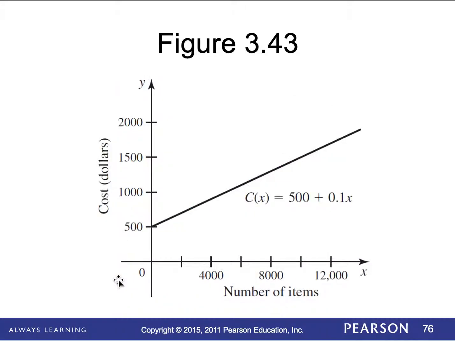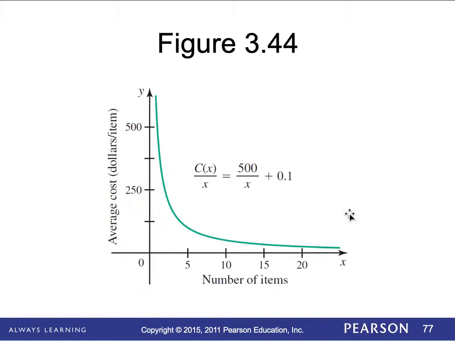I have a cost function. What do I know? This is a linear function. So my cost function is going to be a constant. It's going to be a horizontal line because I have only one x. The derivative of 500 is 0. The derivative of 0.1x is going to be 0.1.